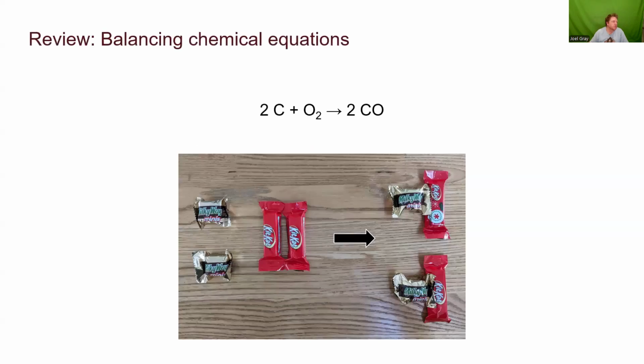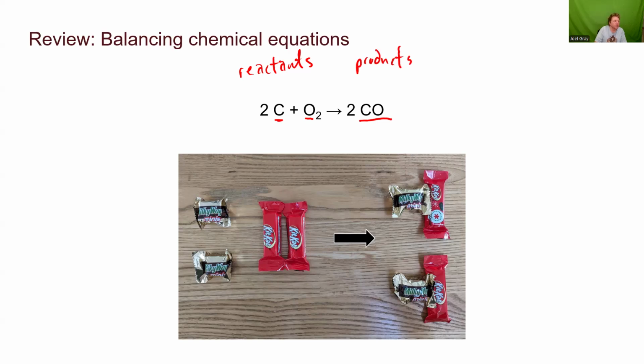So when it comes to balancing a chemical reaction or chemical equation, the nuts and bolts of it are whatever you've got on the left-hand side, you've got to have on the right-hand side. So your reactants on the left-hand side and your products on the right-hand side. You've got to get those two things in sync with one another.